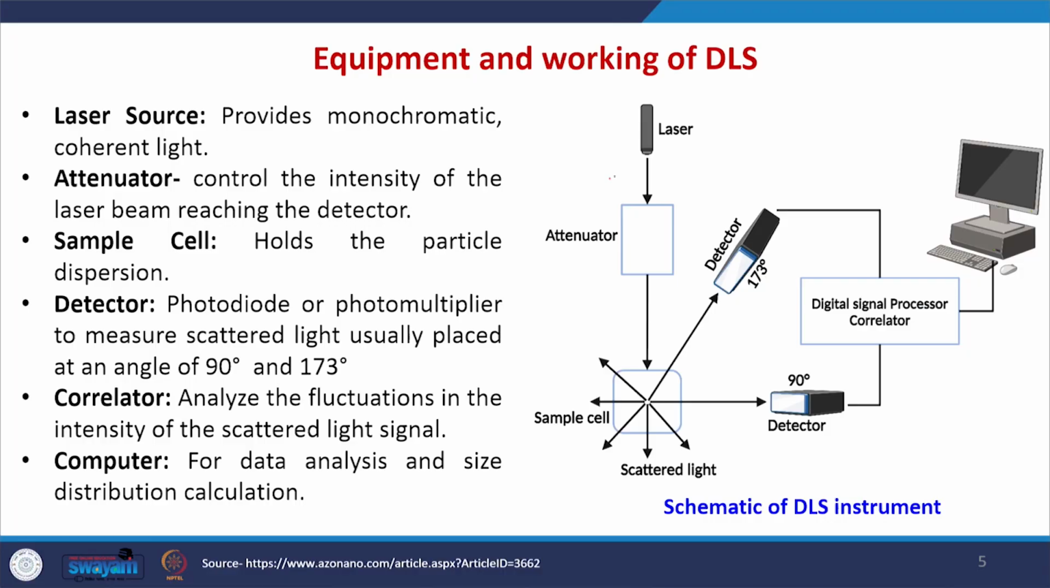In the DLS, we have the laser source, which provides the monochromatic light, followed by the attenuator, which controls the intensity of the laser beam reaching the detector. And here is the sample cell, where we keep our cuvette containing the samples. We also have two photodiode detectors, used to measure the scattered light, usually placed at 90 degrees and 173 degrees. Then we have the correlator, which analyzes the fluctuation in the intensity of the scattered light signal. Then all the data can be analyzed with the help of the software in the computer.